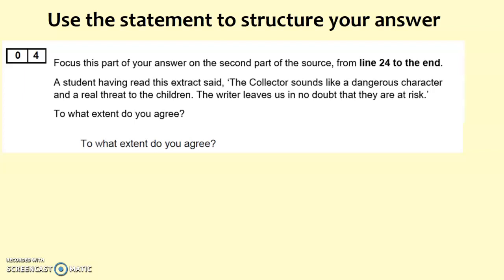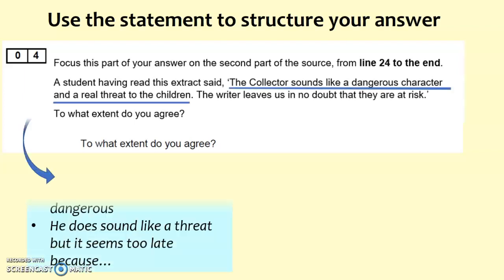So if I look at that statement then, the bit in inverted commas where it says, the collector sounds like a dangerous character and a real threat to the children. That's my idea number 1. Do I agree? I know you haven't read this extract and that doesn't help you here, but let's just go with it and say, yeah, I think he does sound dangerous because earlier they said this about him, and you'd find some evidence to back it up. But then in my second bullet point I said he does sound like a threat, but it seems a bit too late because actually he has already, and you could include another detail from it. But again, I know that relies on you reading it.